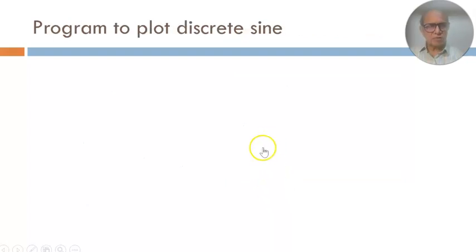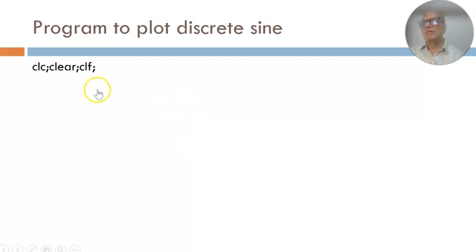Alright, so now what we are going to do is study a couple of programs. The first one shows how to generate and plot the discrete sine wave, and in the second we shall try to prove that equation. We shall show that n multiplied by Ts is equal to k times T. These couple of programs we will study.